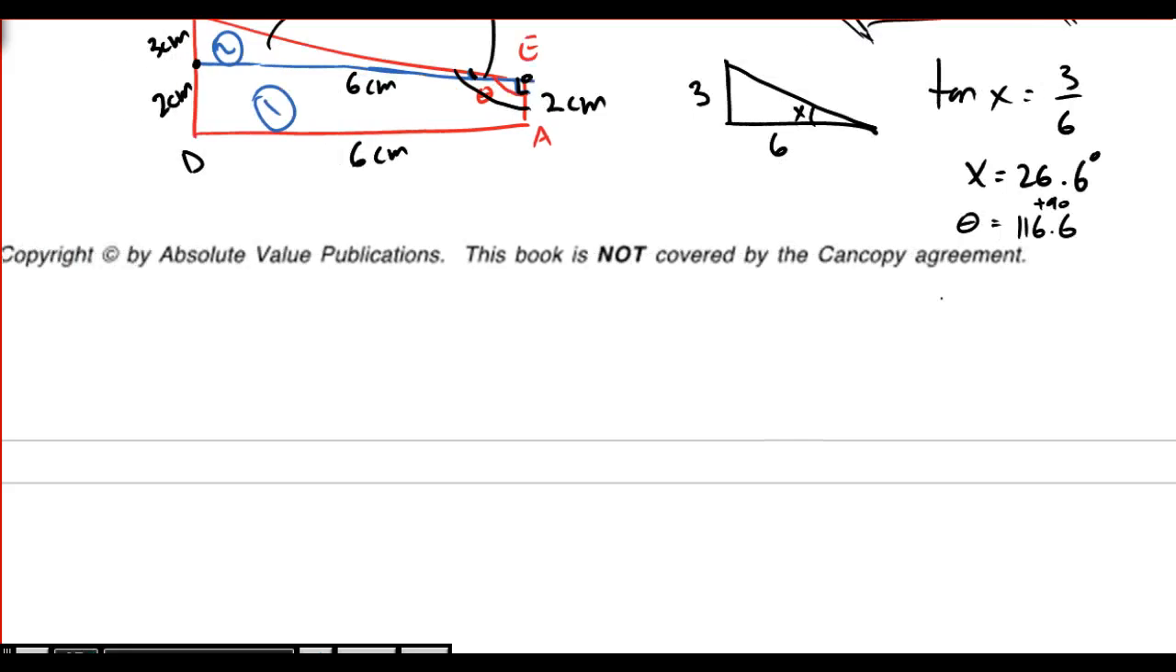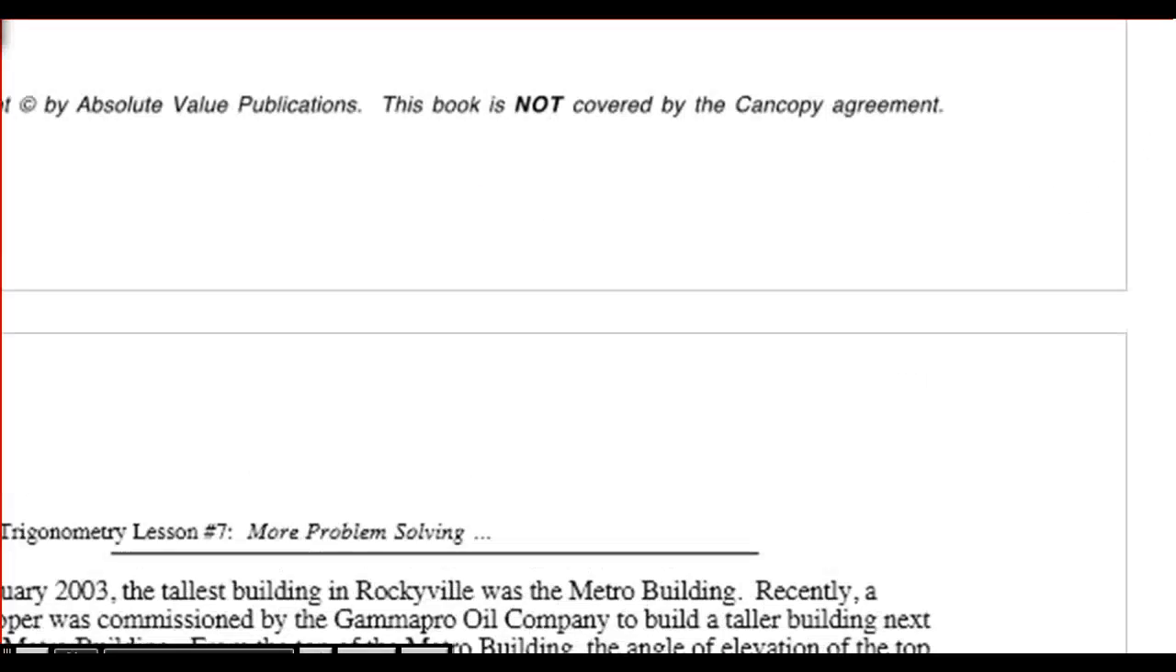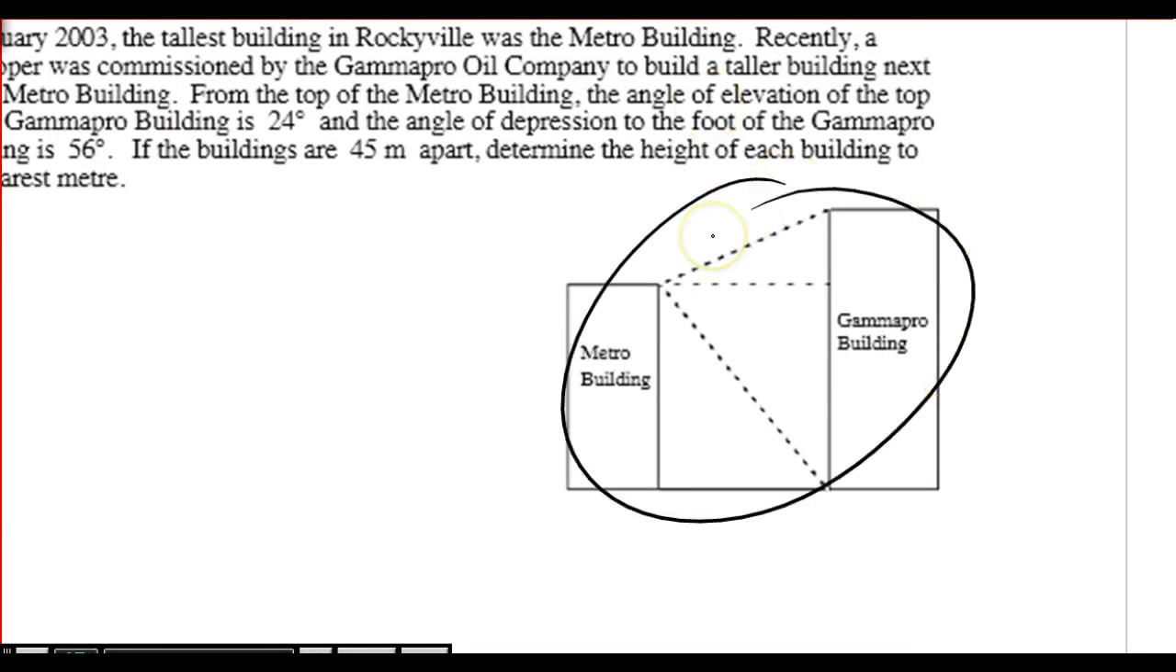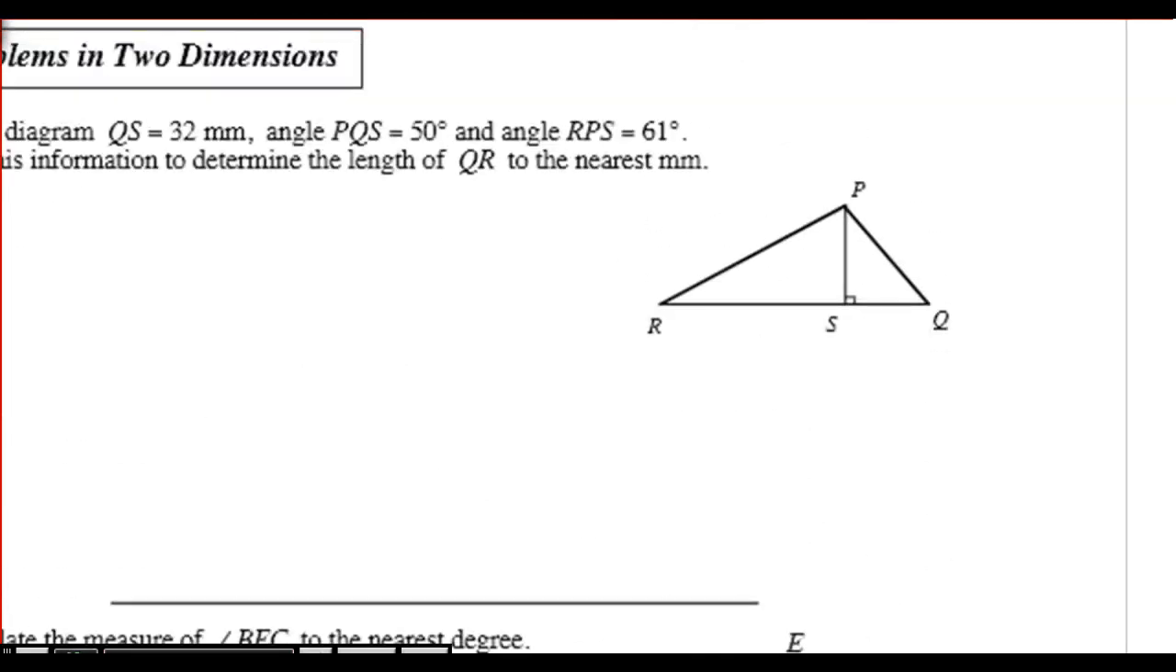All right, so a few challenging problems. Give these other ones a try. There's usually a question of this sort on the provincial exam. 2 buildings, it comes up quite often. You just have to split your diagrams up and take them one step at a time.